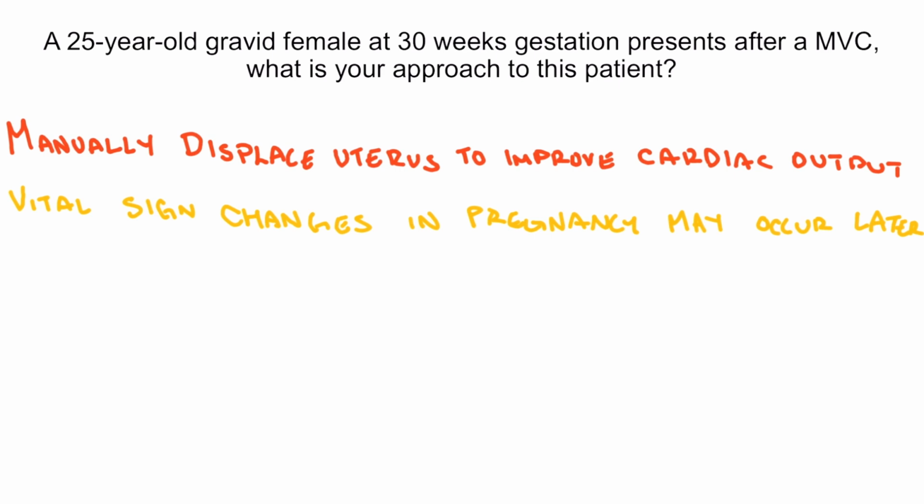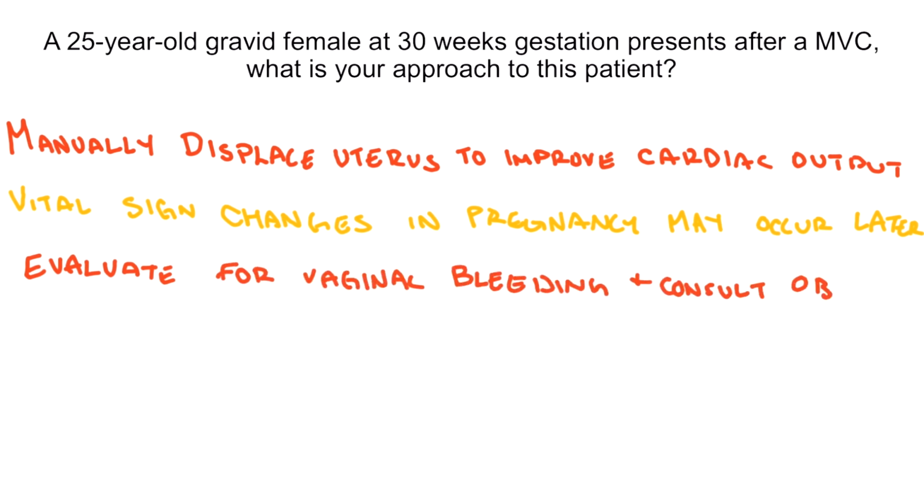During the abdominal exam, evaluation for placental abruption or uterine rupture are critical, and these may or may not have vaginal bleeding associated with them. Immediate consultation with obstetrics is required or transfer to a facility with those capabilities.